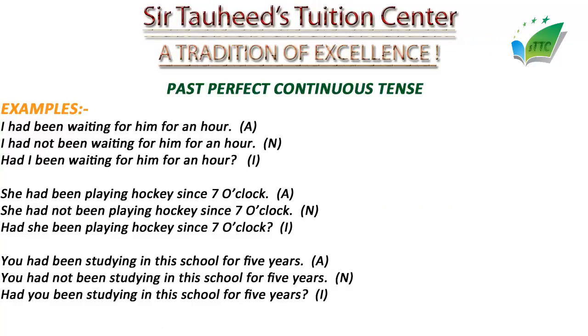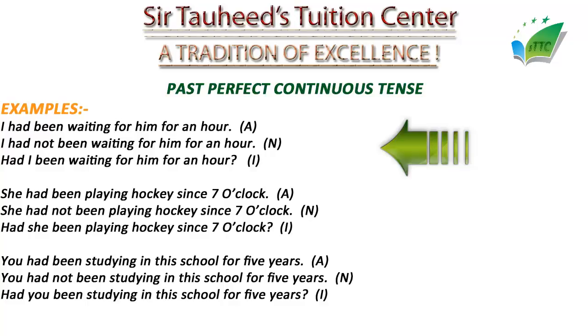The first example we have is: I had been waiting for him for an hour. It means I, which means I'm talking about myself. Had been is the helping verb here. Waiting is the verb's fourth form here. For him is the object. I had been waiting for him.